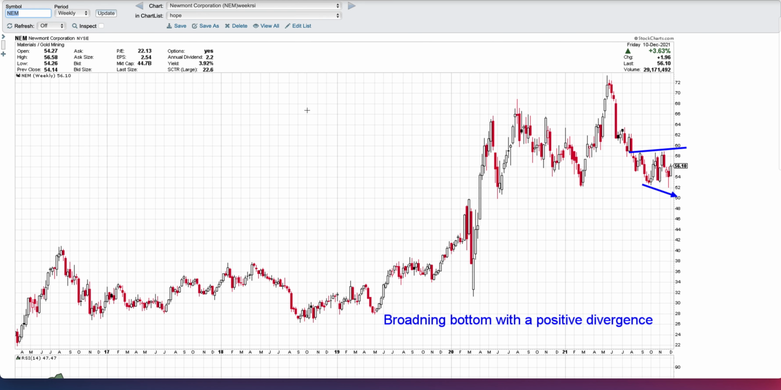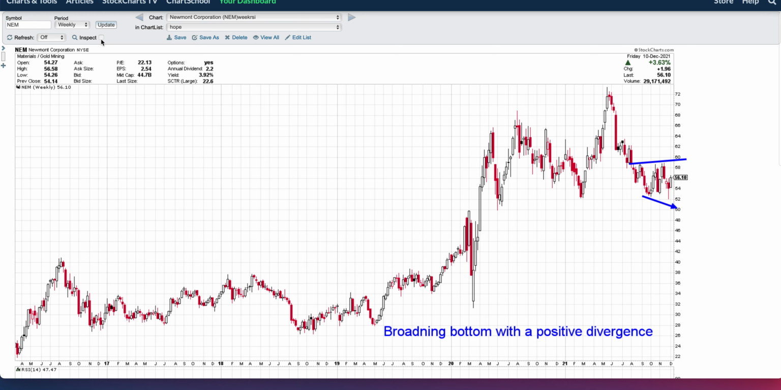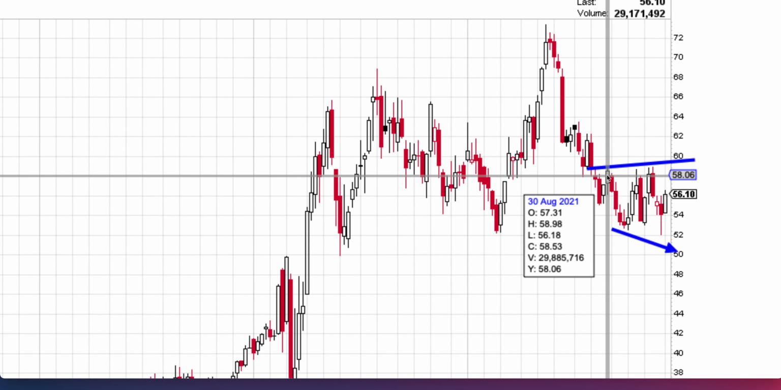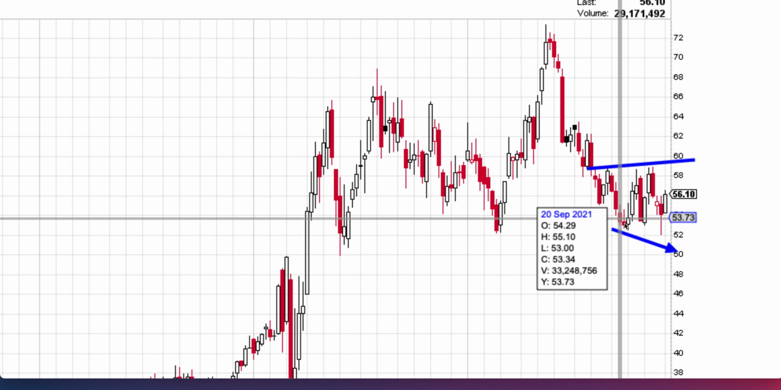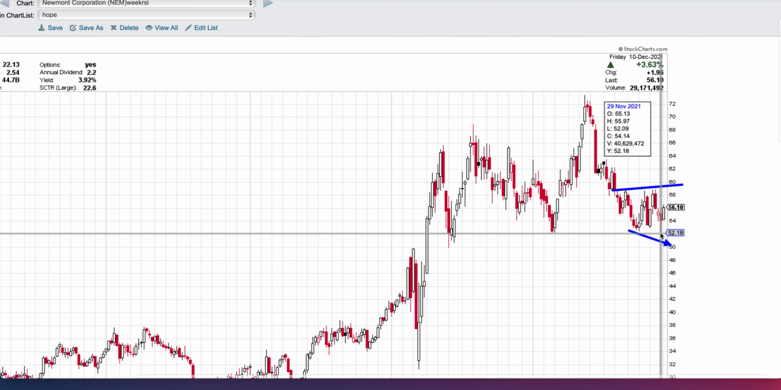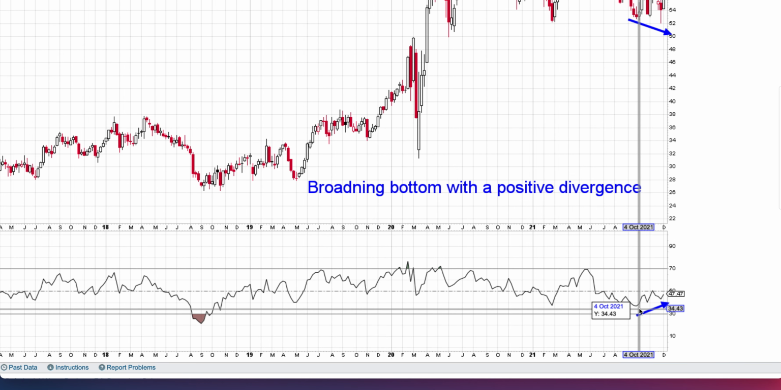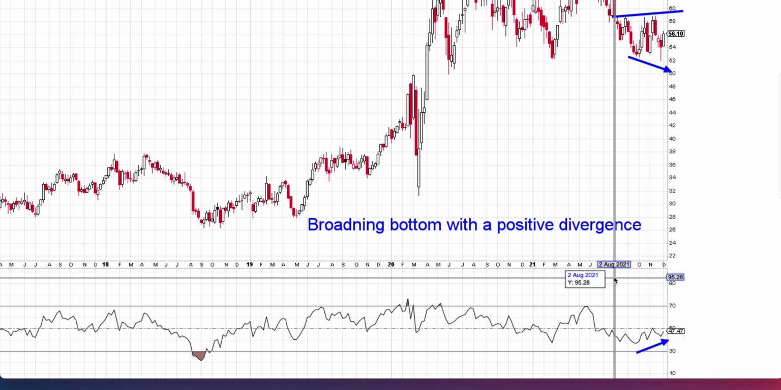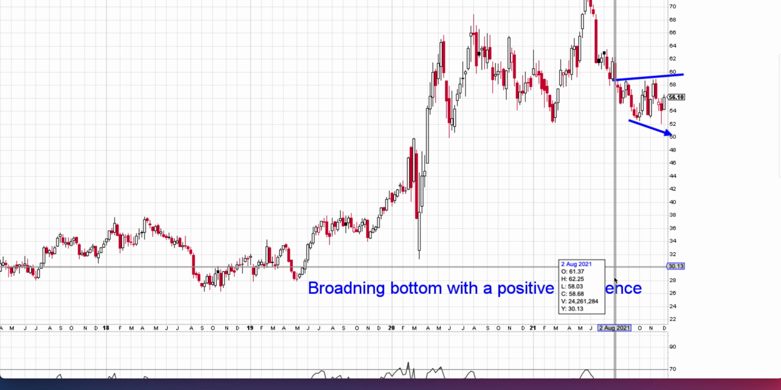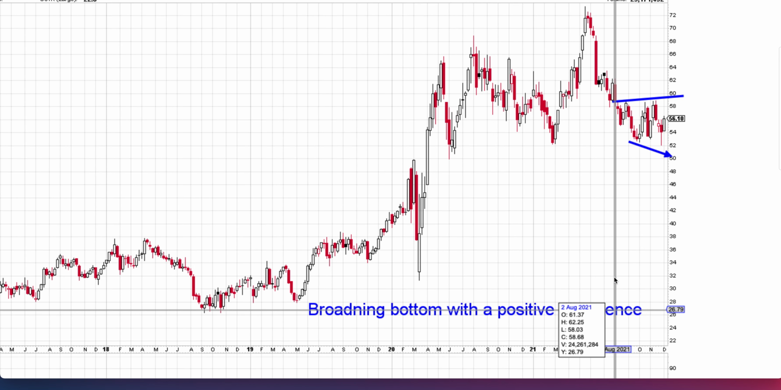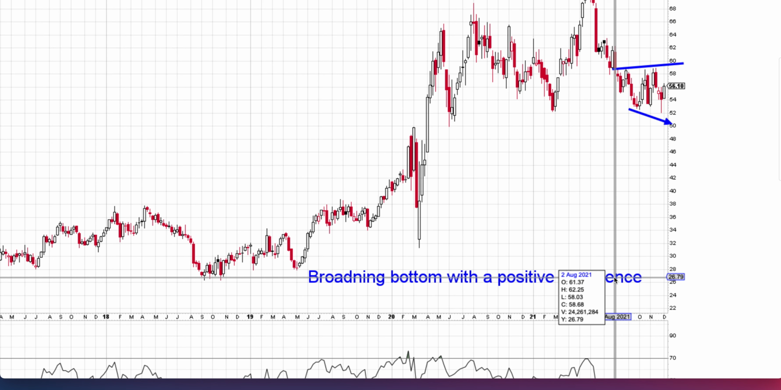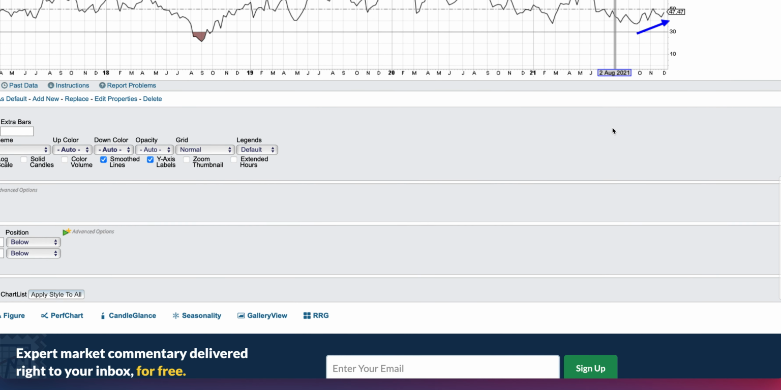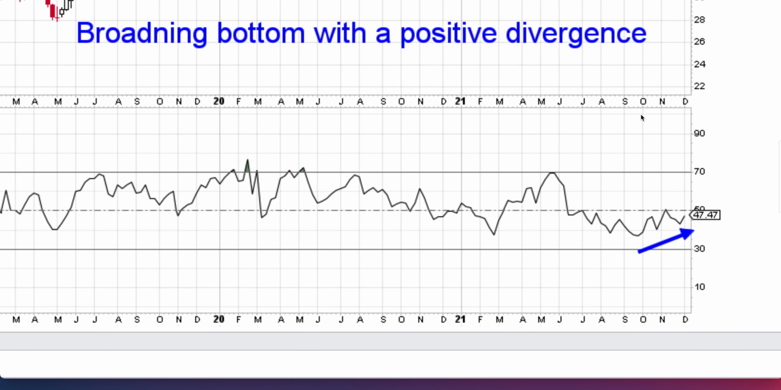Okay, so what I see in the weekly time frame, I see a beautiful broadening bottom, with higher highs right here at the top and a lower low at the bottom, with beautiful positive divergence right here, which means a lot. It's not to be ignored. So in the weekly time frame, we do have a broadening bottom, a positive divergence with the RSI, and also a bullish MACD, which is very, very important.